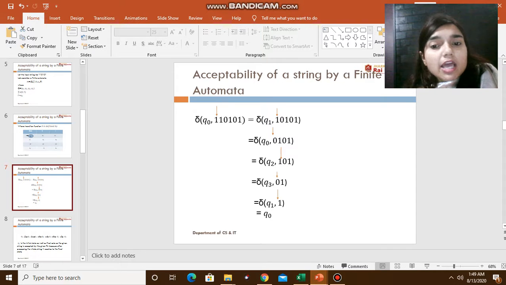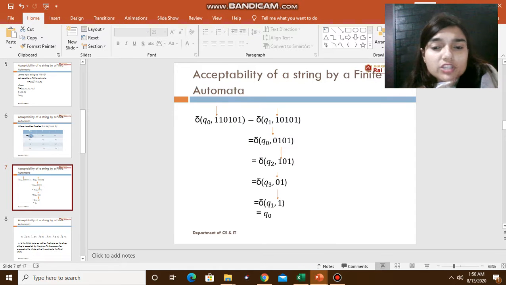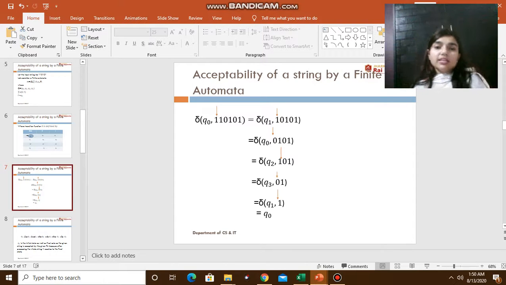And finally the last symbol of the string is 1, और जब 1 को q1 में देते हो, जब 1 को q1 में देते हैं तो we reach q0. So we reach q0. So what we have seen कि as q0 is our final state, and after processing the complete string we reach a final state, then yes, you can say that the given string is accepted by a finite automata.